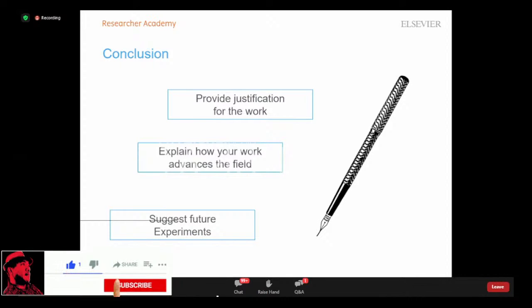So it's good to provide a clear justification for how your work does this, and you can do this by, for example, indicating uses of your work, extensions, possible applications. And it's also good to suggest future experiments that could build on your work and point out perhaps relevant experiments that might or might not be underway already.